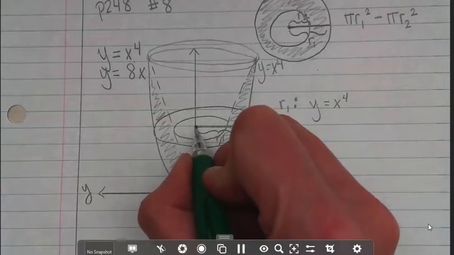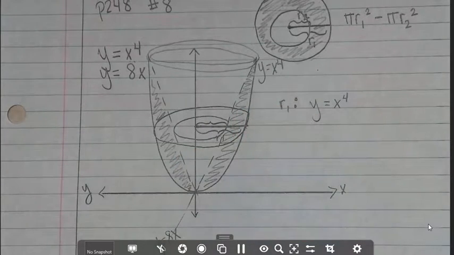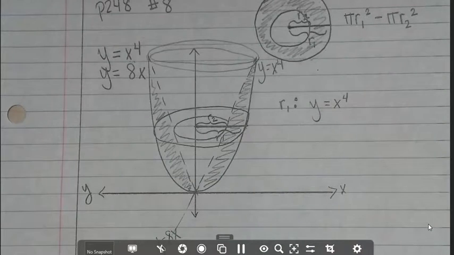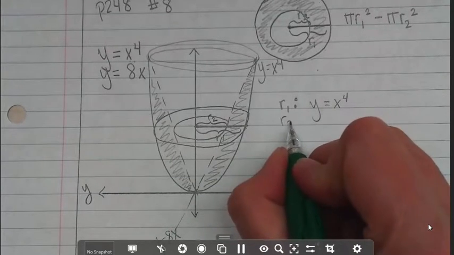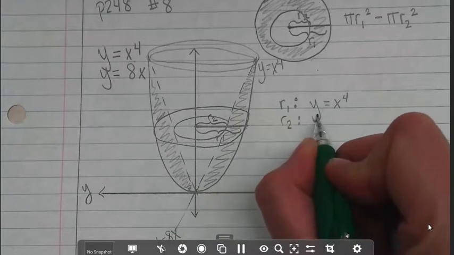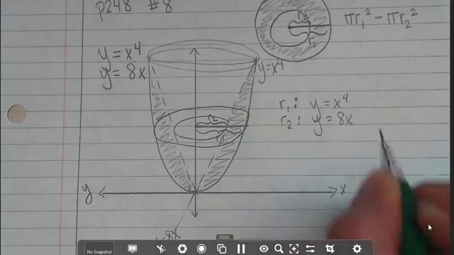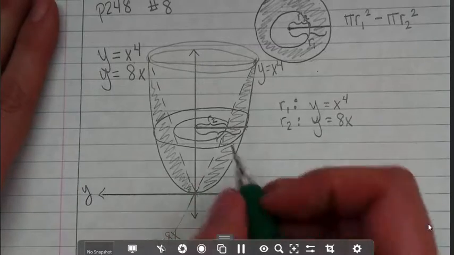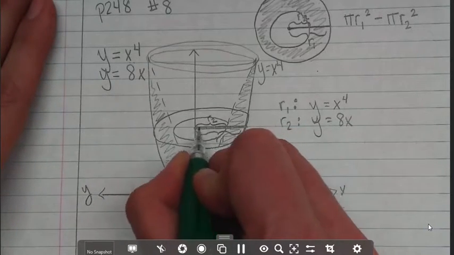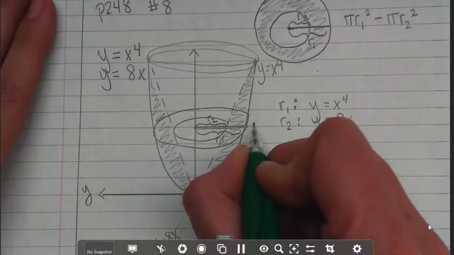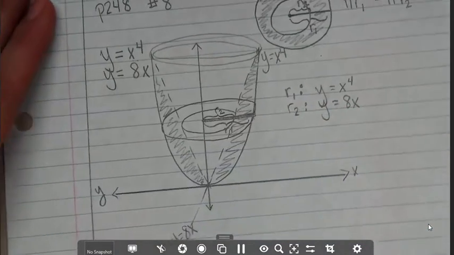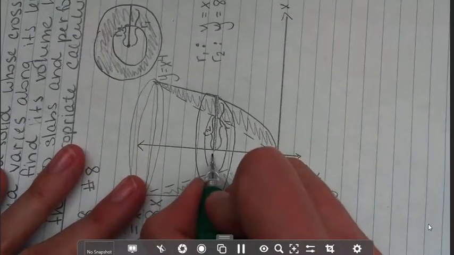My inside radius, we'll call that R2. My R2 is going to come from the linear function, so that's going to be y equals 8x. Okay, so now when I draw my strip, because it's being rotated around the y-axis, my strip is going to be perpendicular to the y-axis, which means that I have my width being dy.